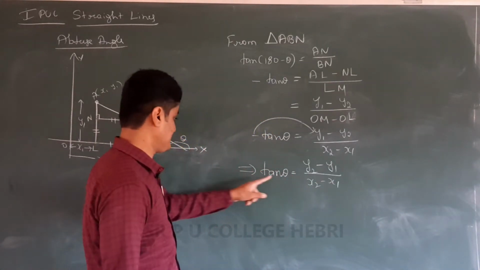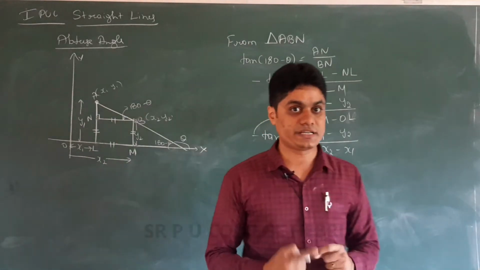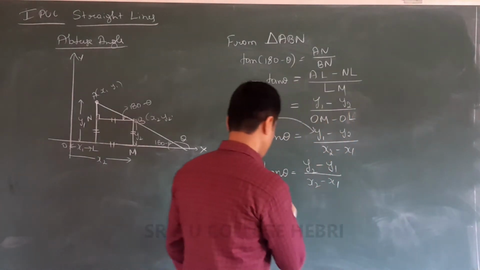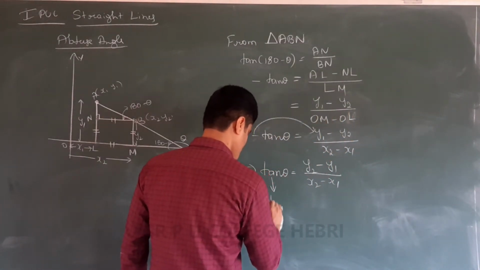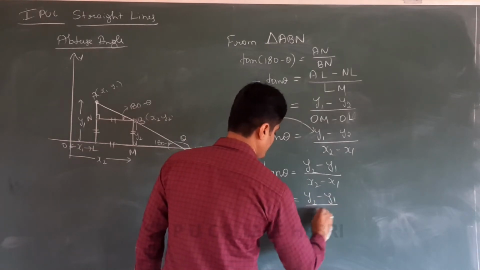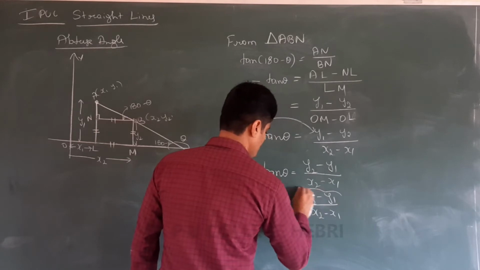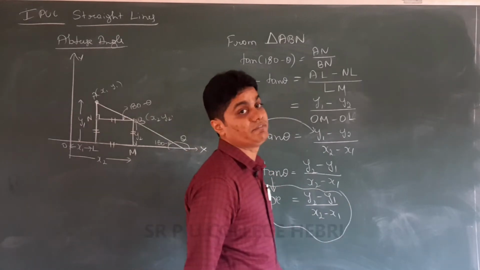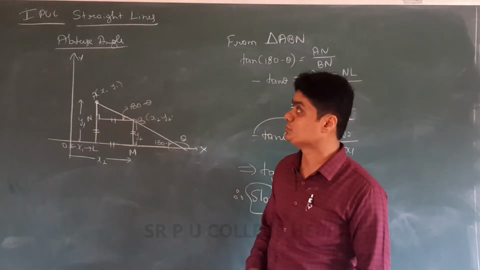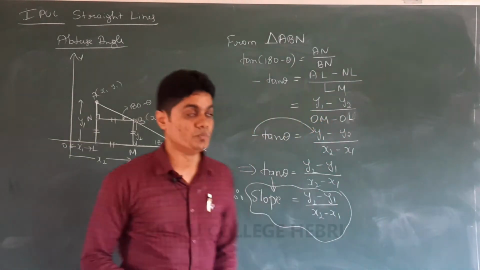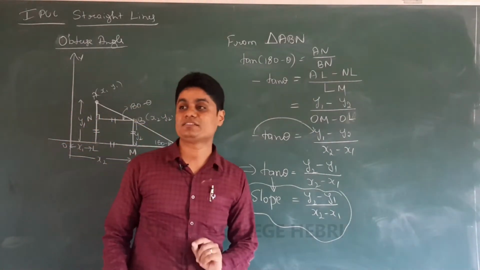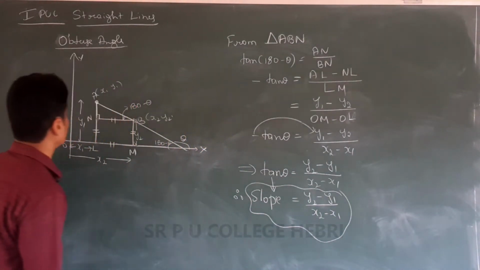And you know that theta is the angle made by the line with the positive direction of the x-axis. So what does this represent? Slope. Therefore slope is equal to y2 minus y1 by x2 minus x1. Understood? Even the same formula will work for the obtuse angle also. The same formula, y2 minus y1 by x2 minus x1, works for the obtuse angle also.